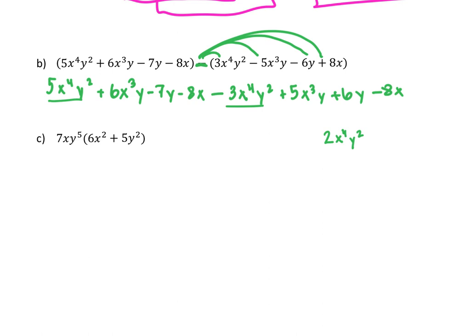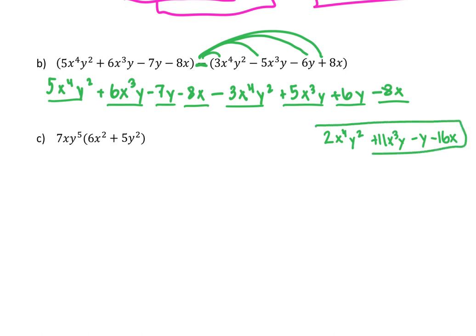Then I have 6x cubed y and 5x cubed y is 11x cubed y. Then negative 7y plus 6y is minus y. Negative 8x minus 8x is negative 16x. So there we go.